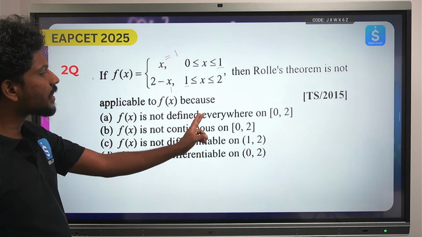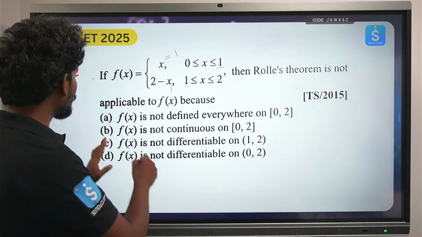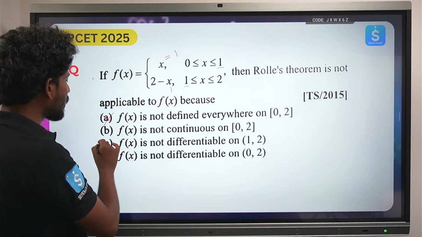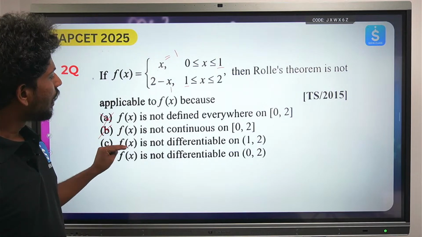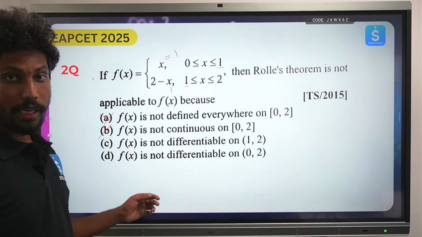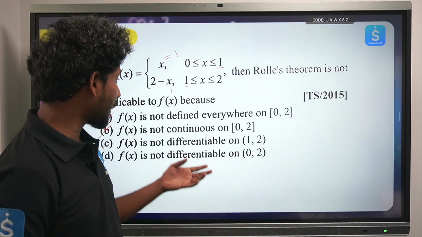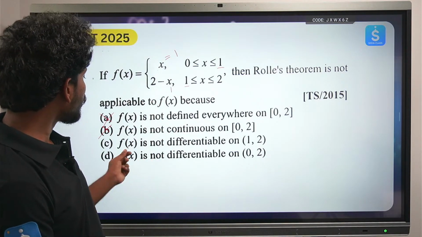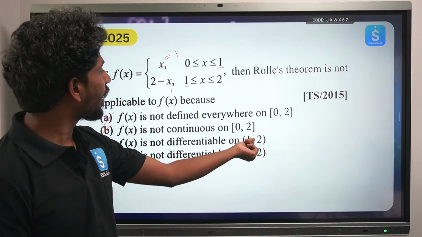So saying f of x is not continuous everywhere on 0 to 2 is wrong. f of x is clearly continuous, so this is also wrong. Next, f of x is not differentiable. In order to see whether it is failing because of differentiability, we need to look into it. Here he says f of x is not differentiable.